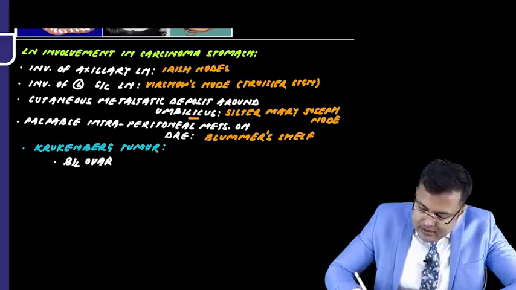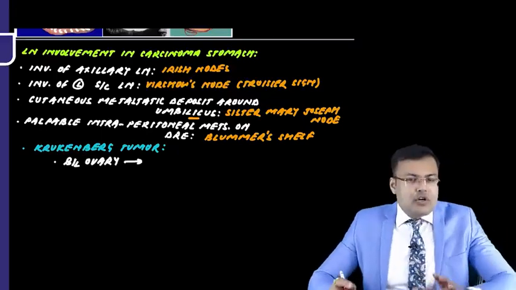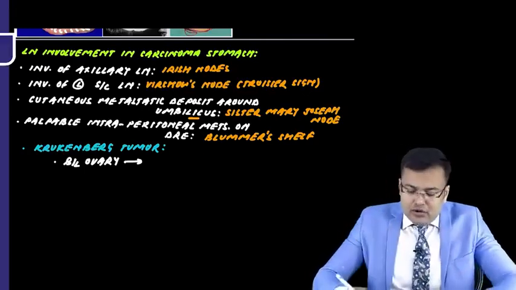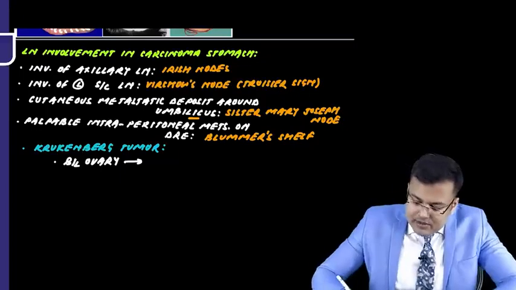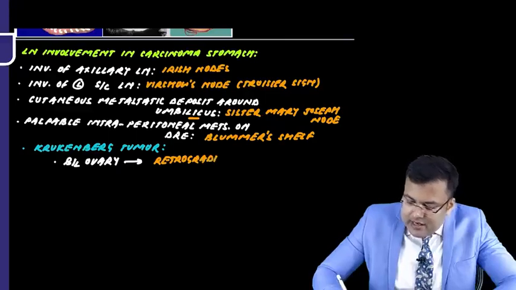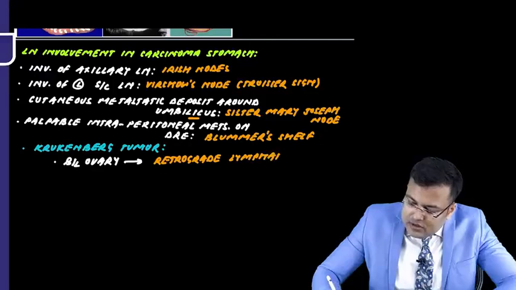Bilateral ovary. Now, what is the route? Most commonly, it is involved by retrograde lymphatic route. So the most common route, you have to remember, is via retrograde lymphatic route. What are the other routes?